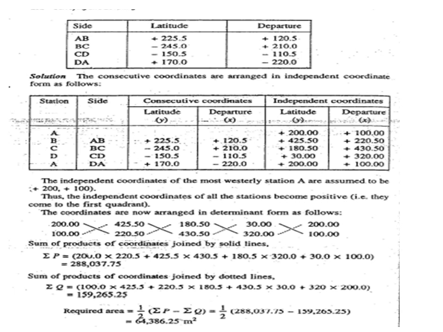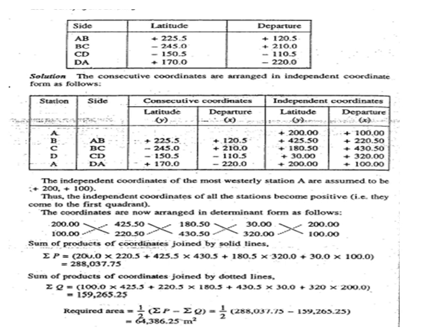So 430 minus 110.5 gives you 320. So again from 320 we have to subtract, since the departure of DA is minus. So it gives you the departure of A as 100. So 200 and 100, these are the values which are assumed in the beginning. So whatever calculations we have done, they are correct.